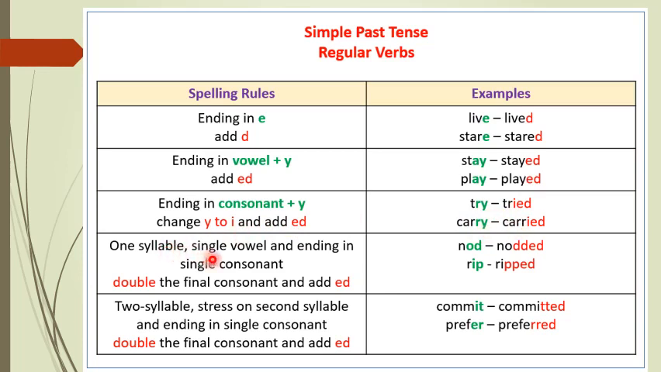One syllable, single vowel and ending in a single consonant, double the final consonant and add ed. For example, note, noted, rip, ripped. Two syllables, stress on the second syllable and ending in a single consonant, double the final consonant and add ed. For example, commit, committed, prefer, preferred.